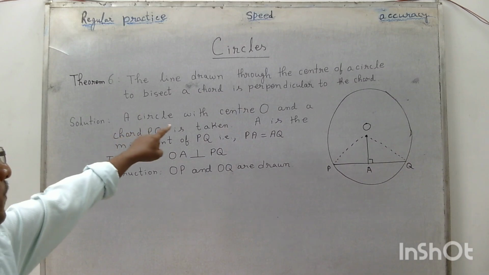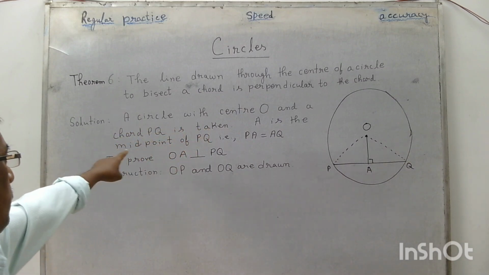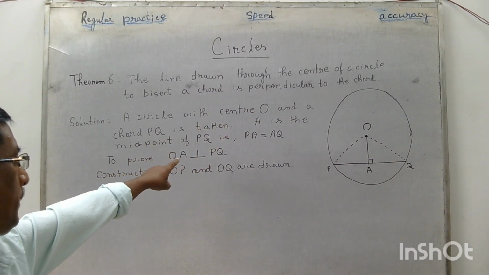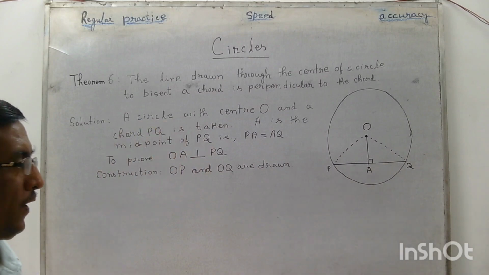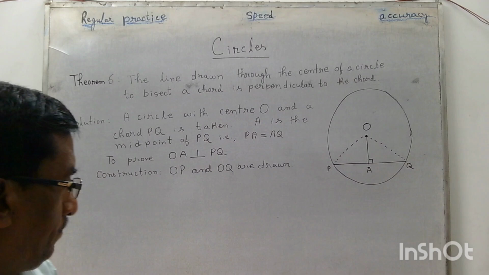That means a circle with center O and a chord PQ is taken. A is the midpoint of PQ, that is PA equals to AQ. To prove OA perpendicular PQ, construction OP and OQ are joined. OP and OQ are the radii of the circle.